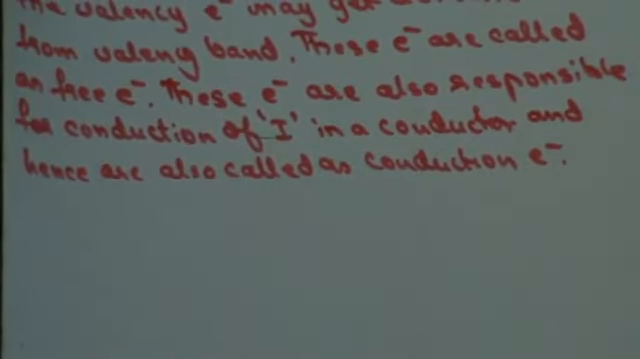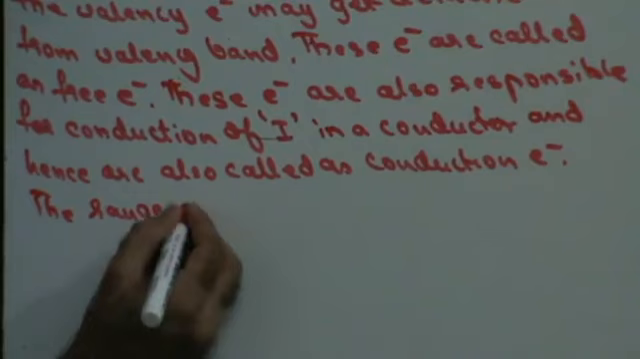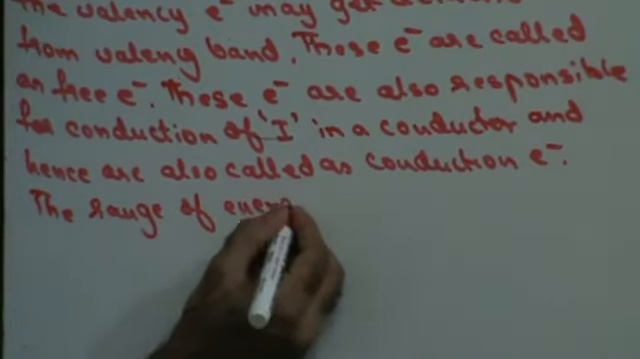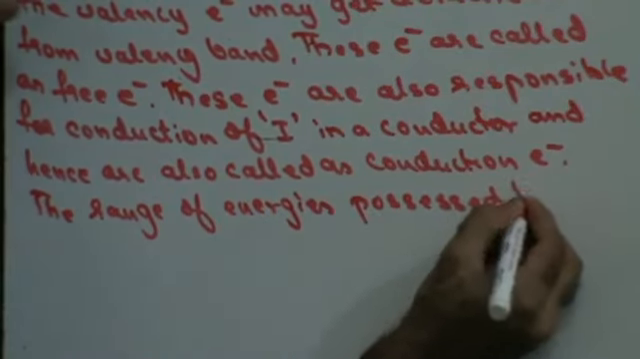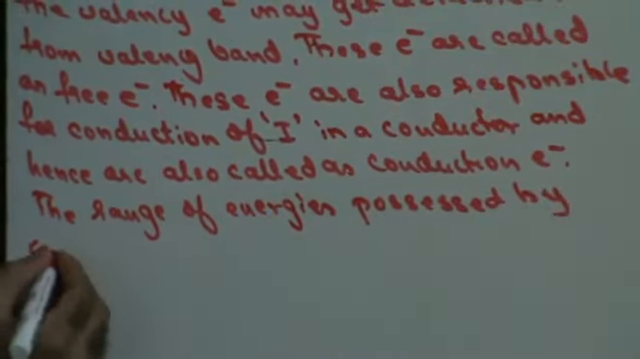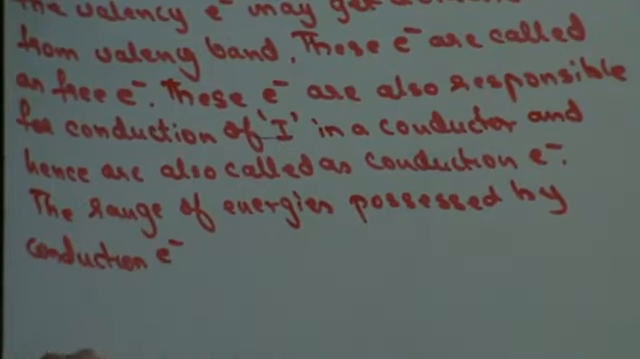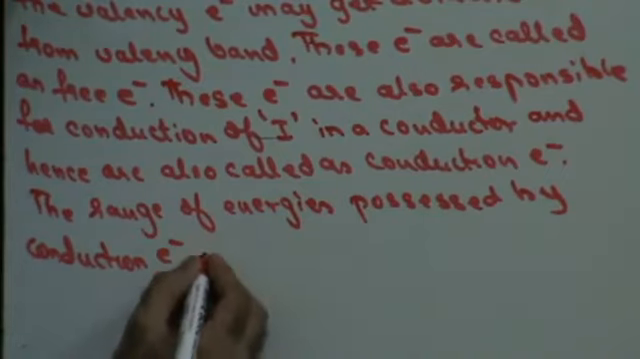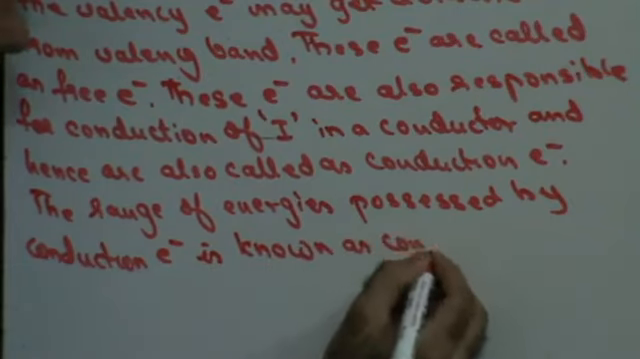So now the range of energies possessed by the conduction electrons is known as conduction band.